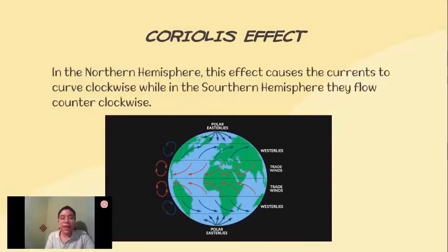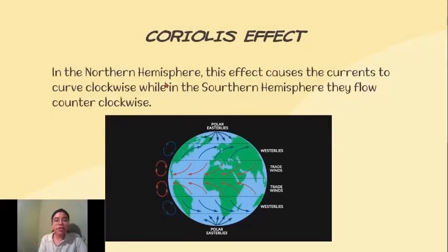The Coriolis effect is going to be like this. In the northern hemisphere, this effect will cause the currents to curve clockwise, while in the southern hemisphere, they're going to flow counterclockwise. So in the north, they're going to flow to the right. And in the southern hemisphere, they will flow to the left. So north is going to be right, and south is going to be left.